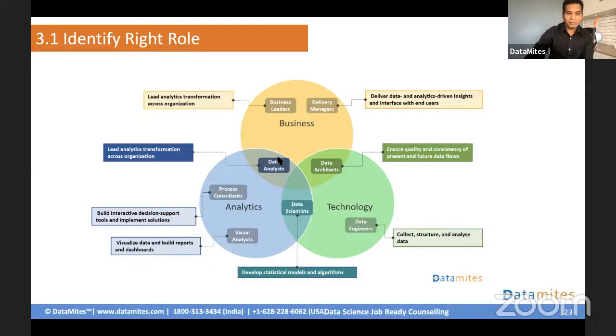Let's break it down one by one. Let's look into the technology part first. There are different roles such as data engineers, data scientists, and data architects. It's overlapping with analytics, but these are the main technology roles.